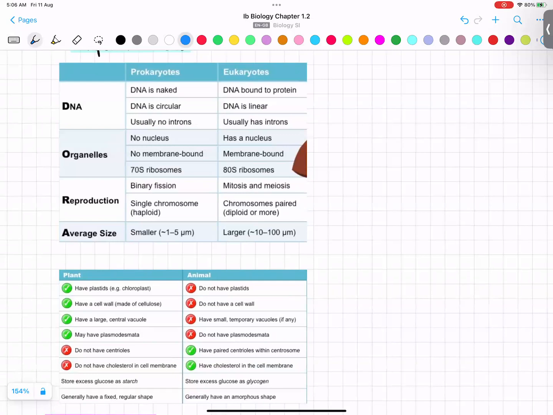Lastly, plants do not have cholesterol in cell membranes, whereas animals have cholesterol in cell membranes. And plants, okay, this is a bit not for now, but plants do store excess glucose as starch, because they actually do produce food through the process of photosynthesis. And animals store excess glucose as glycogen. Again, glycogen is only in animals. And plant cells generally have a regular shape, whereas animal cells have an amorphous shape.